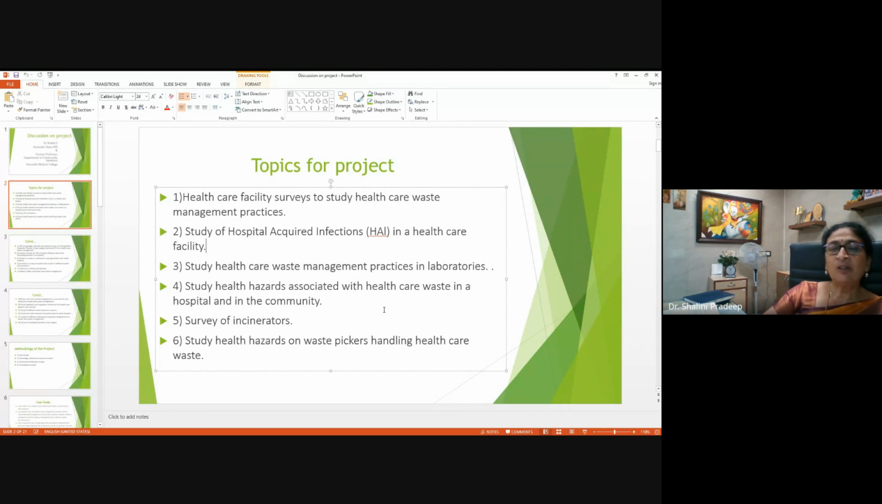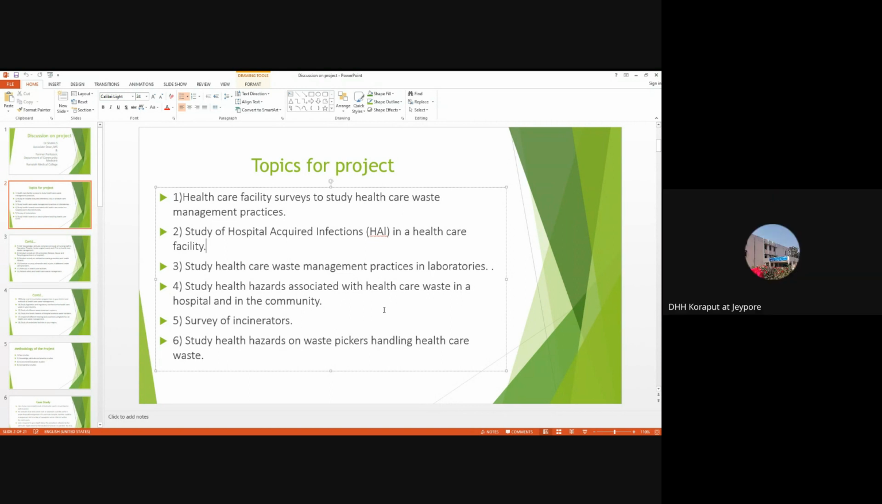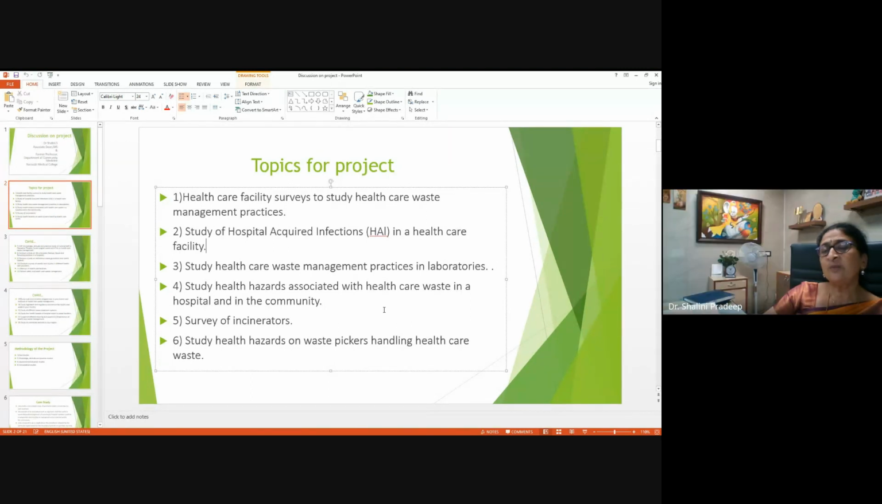Okay, we can look into that also. They are also infected with hepatitis B, hepatitis C, as well as HIV. So in the community, if you're doing it in the community, you should be a specified area. It should be one specific area.